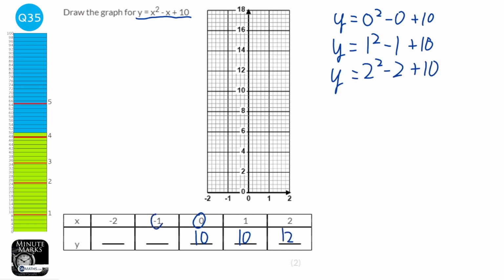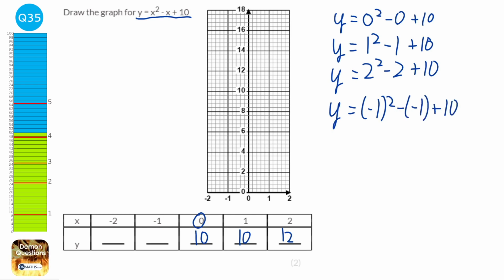Now we're going to do the negative, so we're going to look at minus 1. So it's y equals minus 1 squared, and it's going to be minus minus 1 plus 10. So a little bit more complicated here. Minus 1 squared is just 1. Now here you have two negatives together. When you have two negatives together, it makes a plus. So we've got 1 plus 1 plus 10, which is going to be 12.